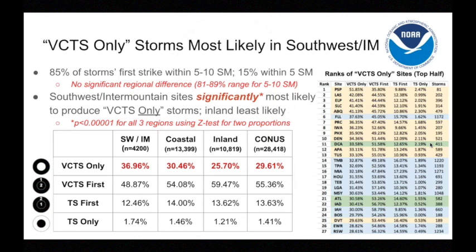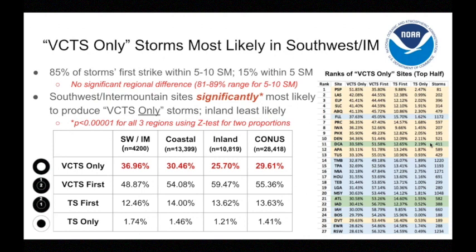So this is one of our main points that we discovered from this research, and it's that VCTS only storms are most likely in the Southwest and Intermountain regions. This is with the preface that 85% of all storms' first strike is within 5 to 10 miles, and that's regardless of region, it doesn't matter.